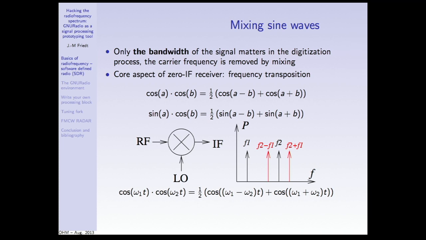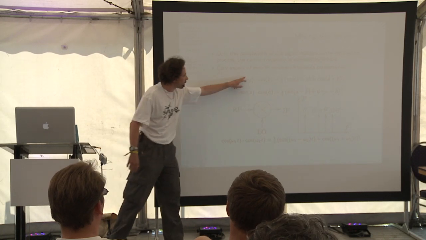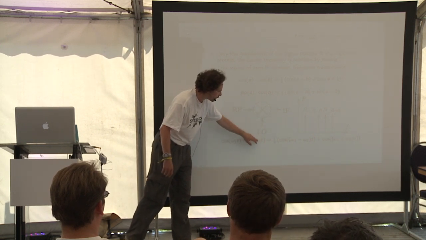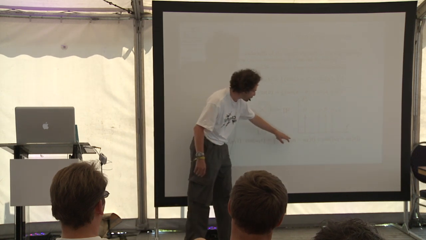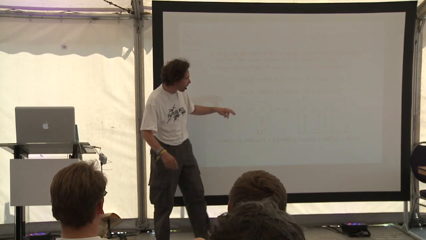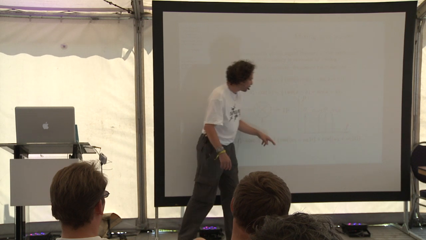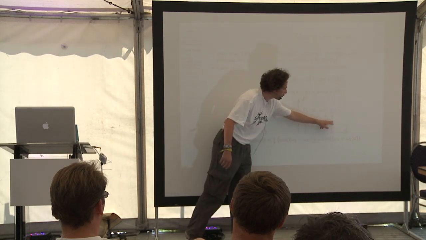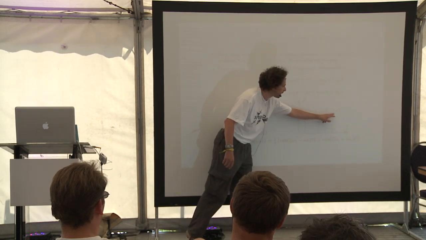And the core mathematical relationship is that if you have a product, so a nonlinear function, a product of two cosine functions, you will generate the subtraction and the addition of these two attributes. And if you do this not with constant values, but with a sine wave, so cosine of a first frequency times cosine of a second frequency, what you see here is that you're going to get the subtraction of these two frequencies and the addition. So basically, by having two frequencies, F1 and F2, if you run a local oscillator at F1 and a radio frequency at F2, you're going to generate two signals, F2 minus F1 and F2 plus F1.